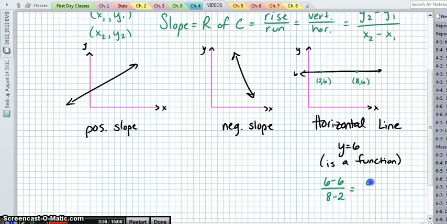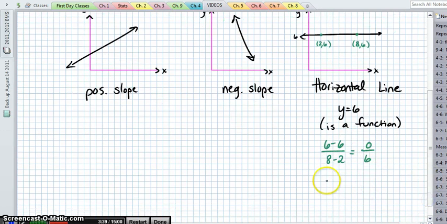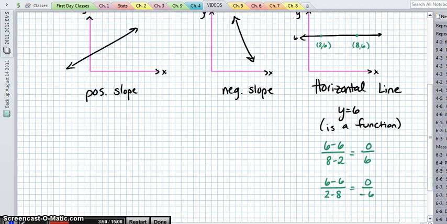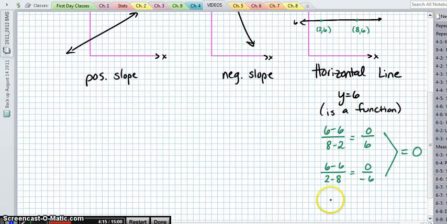So if we did 8 minus 2, you'd get 0 over 6. If you did it the other way, depending on which you labeled the first point and which you labeled the second point, you might get this, which would be 0 over negative 6. Now, you don't usually have fractions that look like this because we do need to simplify. 0 divided by anything equals 0. So whether we have 0 divided by 6 or 0 divided by negative 6, they both equal 0. And in this case, that would be the slope. The slope of a horizontal line, any horizontal line, is 0.